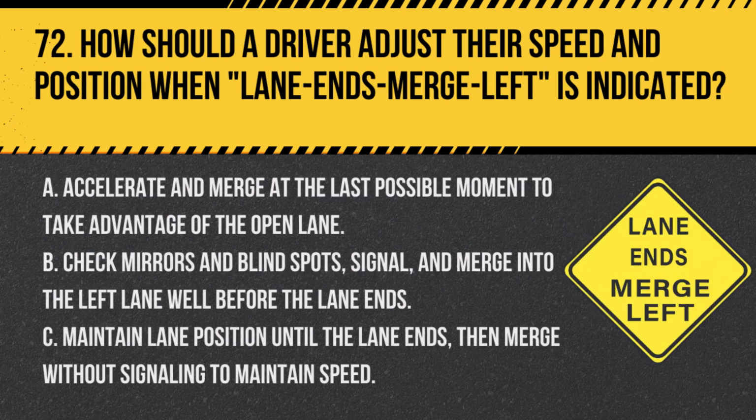Question 72. How should a driver adjust their speed and position when lane ends merge left is indicated? A. Accelerate and merge at the last possible moment to take advantage of the open lane. B. Check mirrors and blind spots, signal, and merge into the left lane well before the lane ends. C. Maintain lane position until the lane ends, then merge without signaling to maintain speed. Answer. B. Check mirrors and blind spots, signal, and merge into the left lane well before the lane ends. Early merging helps prevent traffic congestion and accidents.